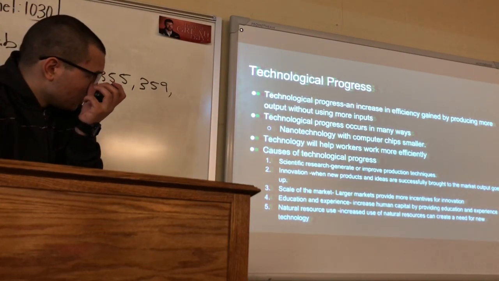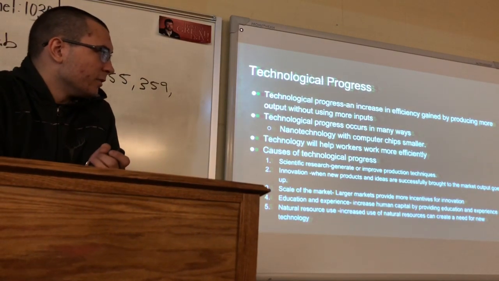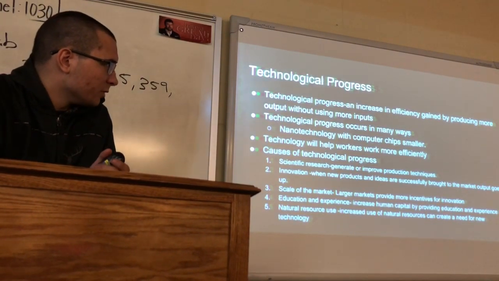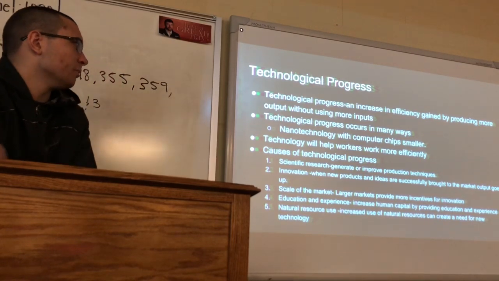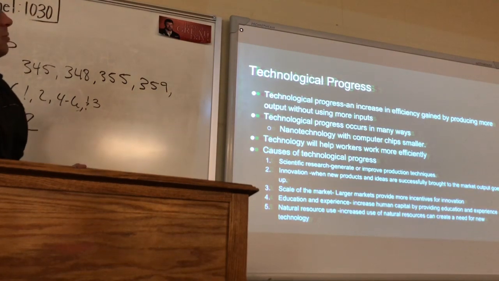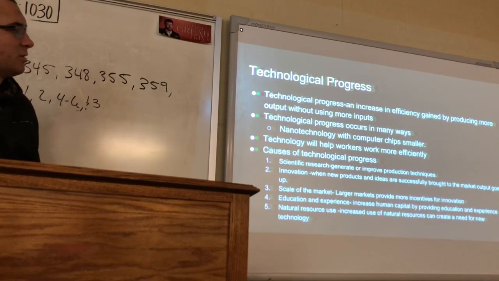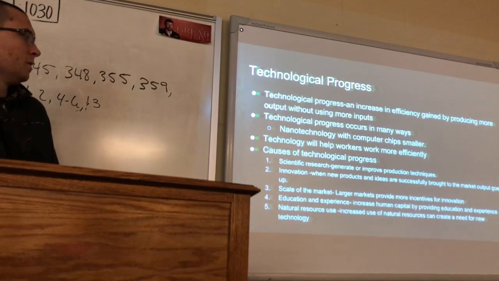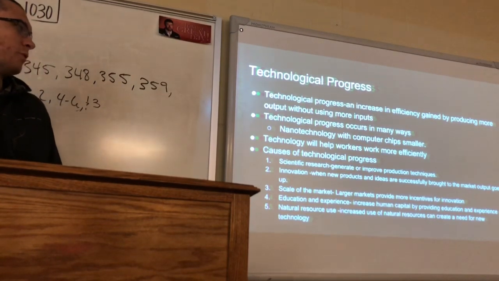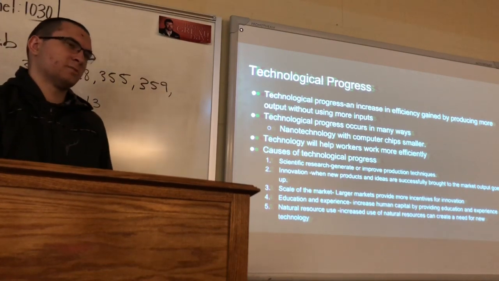Technological progress is another one of your vocabs. It is an increase in efficiency gained by producing more output without using more input. Technological progress occurs in many ways. An example your book uses is nanotechnology, with computer chips being made smaller and better. Technology will help workers work more efficiently. That one's kind of self-explanatory.